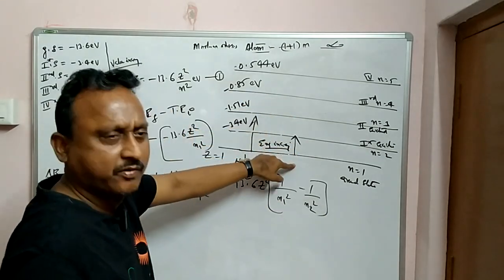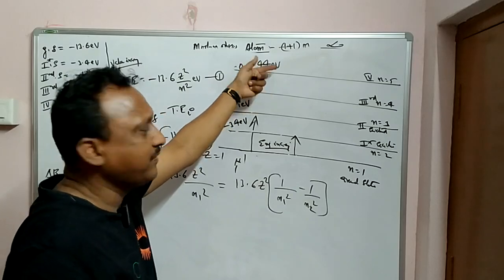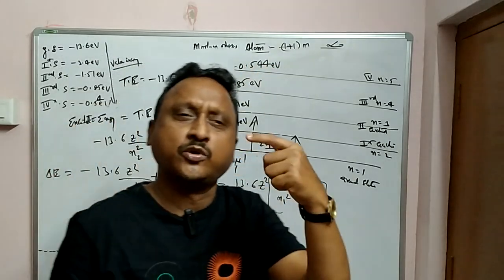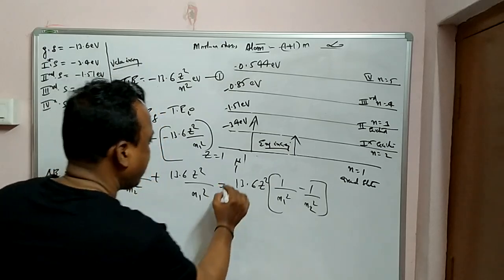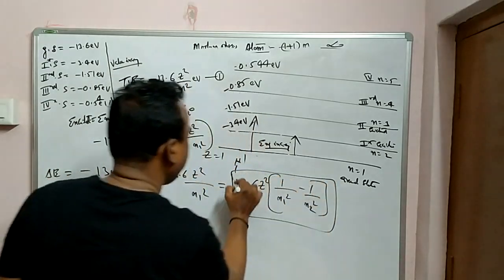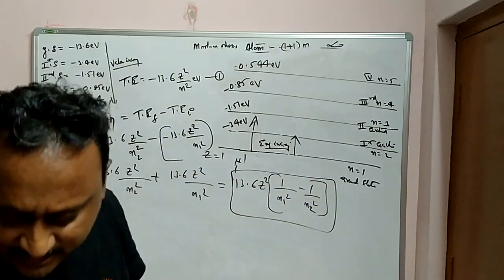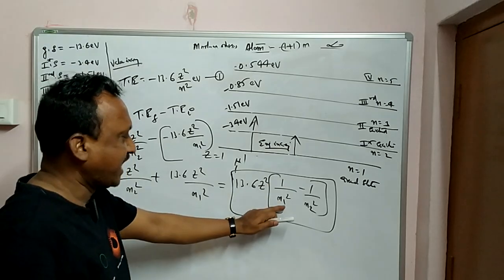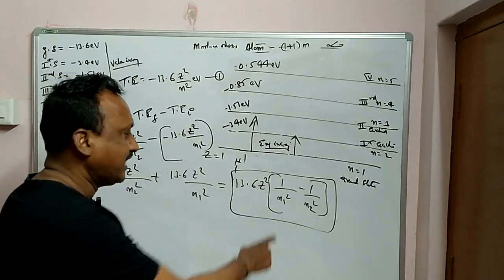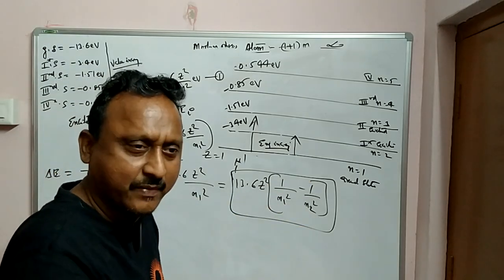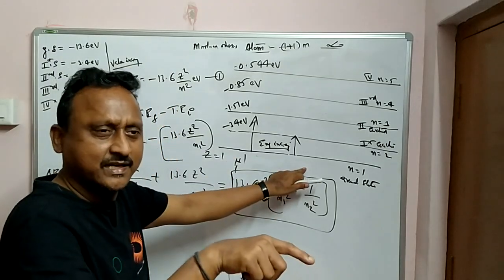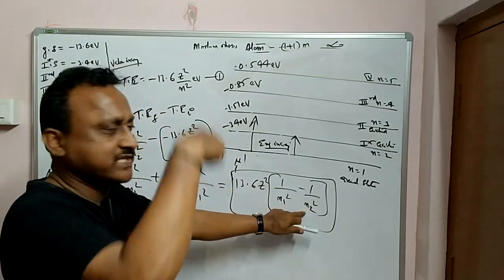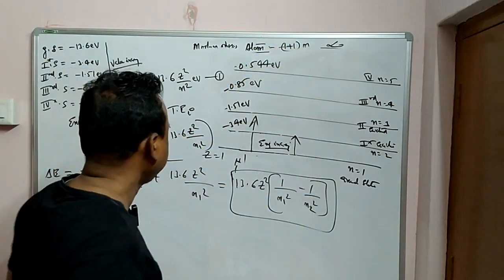Similarly, when you are coming from high level to lower level also, total energy final minus total initial. So this is the final formula, please. Very very important. 13.6 Z square into 1 by N1 square minus 1 by N2 square. N1 is the orbit number, first number, that is ground state or whatever the initial one. N2 is the final one.